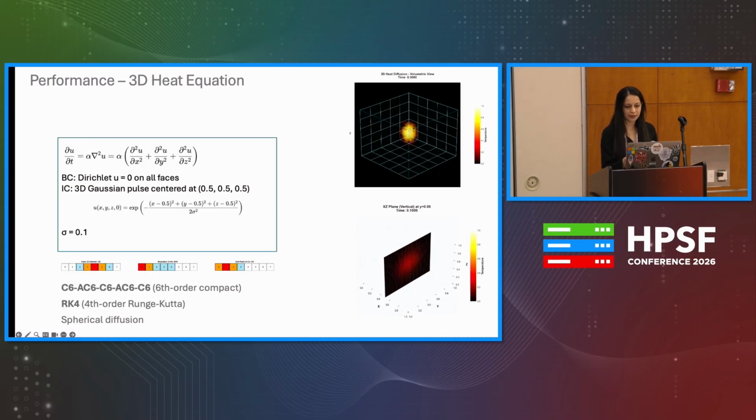Today, I will present the performance results for the 3D heat equation with a Gaussian pulse initial condition and Dirichlet boundary conditions using a sixth-order compact scheme with asymmetric compact boundary closures and RK4 time integration. This is a spherical diffusion problem that exercises the full derivative pipeline across all three spatial directions at every time step.